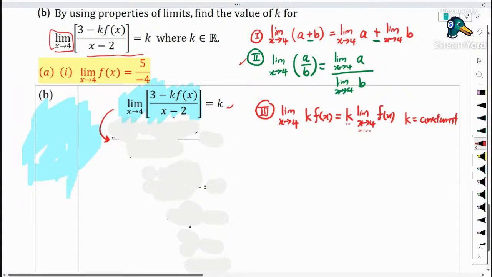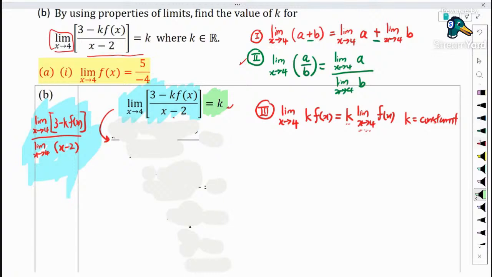So what I find is that it can break into the form of limit x approaches 4, top and bottom. So I have 3 minus k f(x) for the whole thing at the top, and at the bottom, x minus 2. And of course, to have the solution look complete, the right-hand side equals 0.